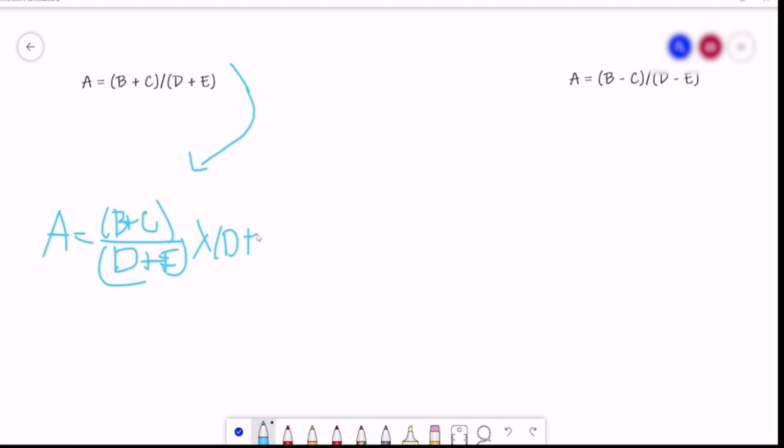Times quantity of d plus e. And then also doing the same thing on this side. We have the distributive property, and this one being eliminated. So we have here a d plus a e equals b plus c.